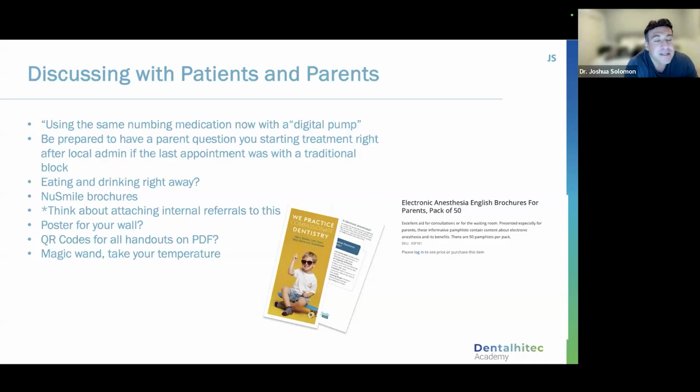The way I describe this to parents, since I first started, is this is a digital pump. We're using the same anesthetic that we've always used, but the advantage is the device is going to give the local anesthetic so gently. I tend not to use the word slowly because I don't want them to think it's taking longer to numb their child. So I like to use the word gently, that it's going to deliver the local anesthetic so gently that most children don't even react. And I also do not tell them that it works immediately unless I think I'm going to be starting treatment immediately.